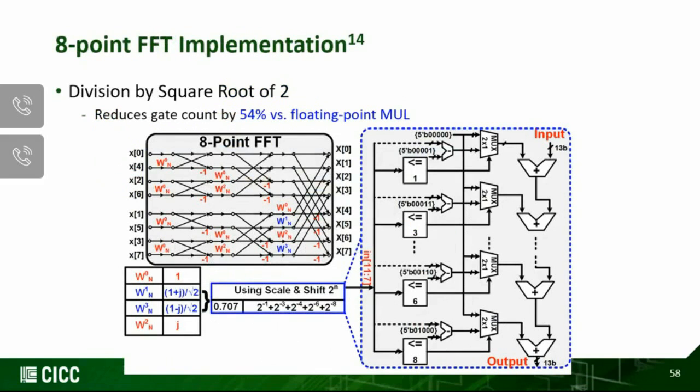For the 8-point FFT implementation, we can introduce the division by square root of 2, which means we can simply implement this as a shifter, scale and shift, instead of using floating point multipliers. So this actually reduces the gate count significantly, by 54% compared with the floating point multiplication. The key is that dividing by square root of 2 means you can just scale and shift by 2 to the power of n in binary.